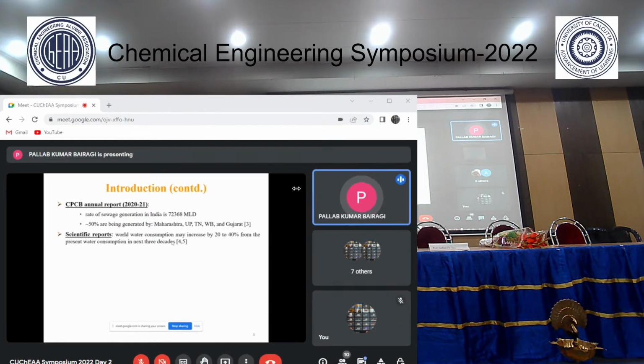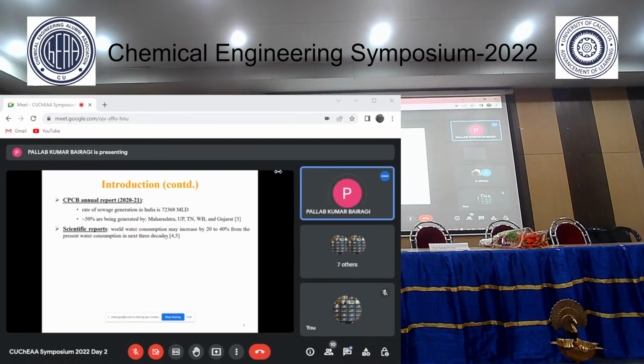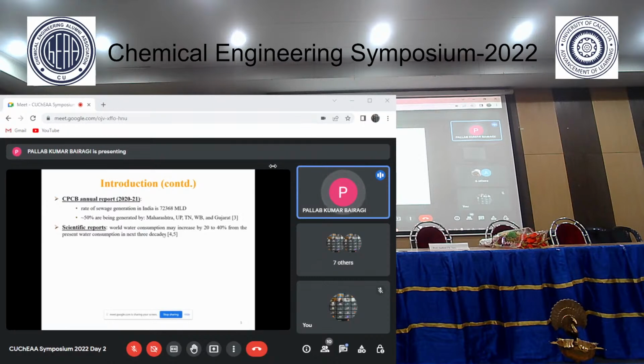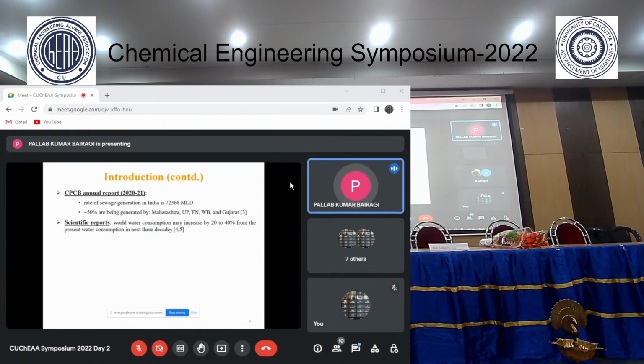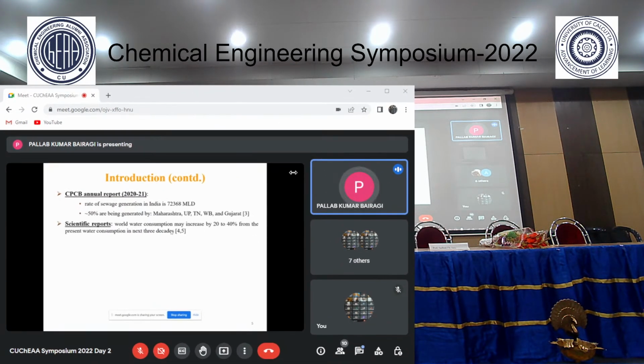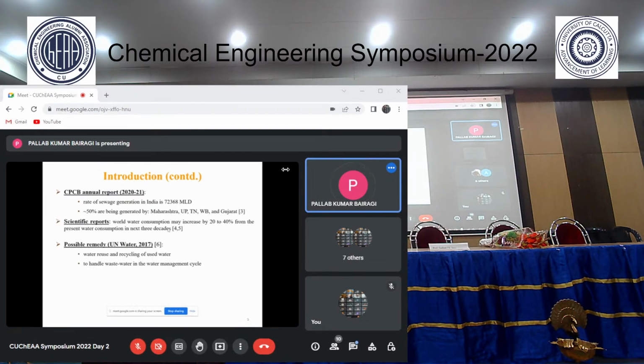Several scientific reports also inform that world water consumption may increase by 20 to 40% from the present water consumption in the next 3 decades. So there is a necessity to reuse and recycle used water to handle wastewater in the water management cycle.